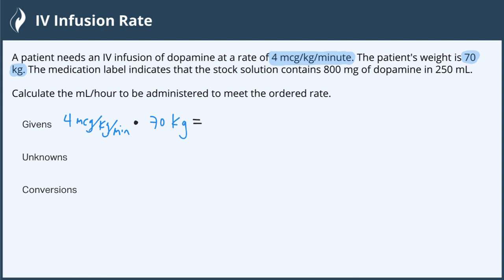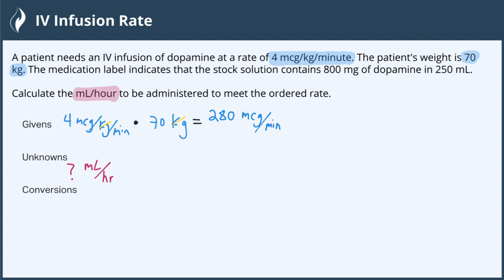So when you multiply by kilograms, it's going to cancel out the kilograms here and here. And when you multiply 4 times 70, you're going to get 280. Our unit that's left is micrograms per minute. We always multiply by the weight as our first step so that it's not such a complicated unit. So now that is our given, and we are looking to find the amount in milliliters per hour.